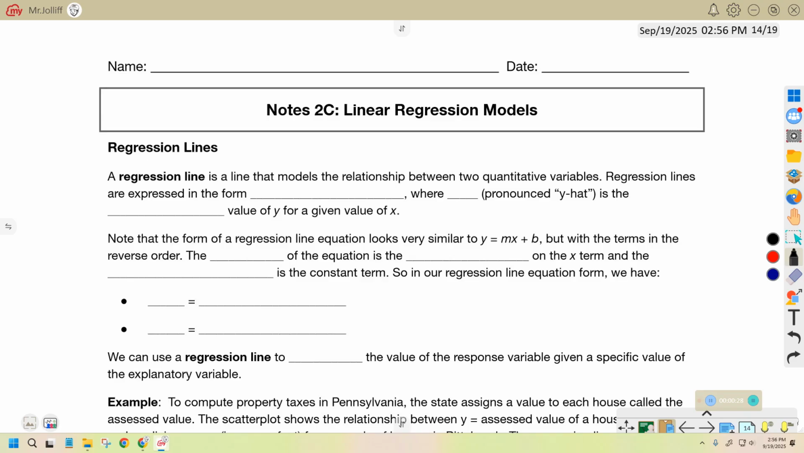You guys know what lines look like. What was the very first form of a linear equation that you guys ever saw? Y equals mx plus b, right? Slope-intercept form. Very first line that you see. Statisticians like to be different. So we are actually going to use y hat equals a plus bx.